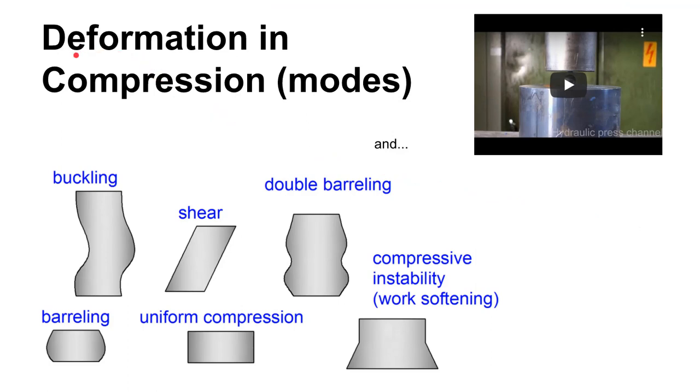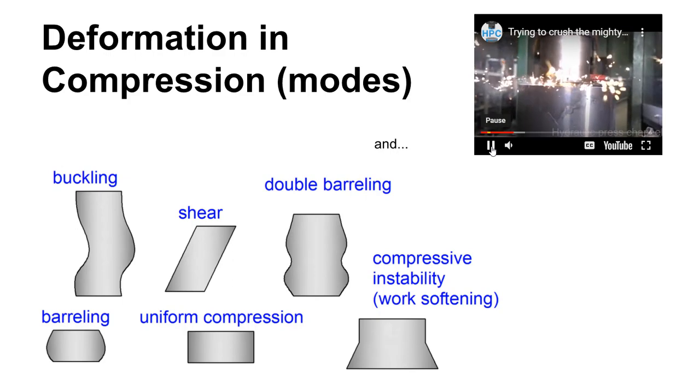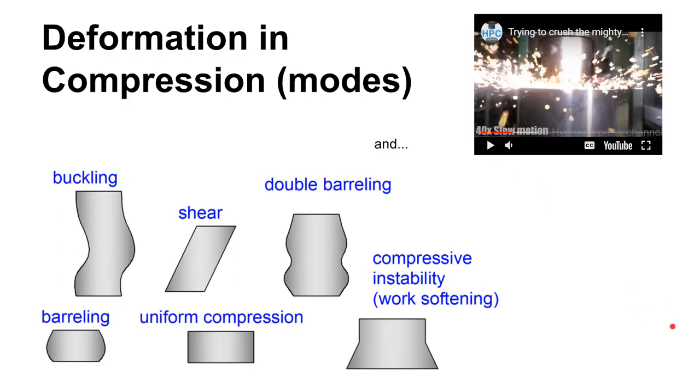All right, so there are different ways that materials will behave as they're being compressed. So these are the different modes of deformation in compression: buckling, shear, double barreling, uniform compression, and this compressive instability or work softening. And then there's also this. This is on the Hydraulic Press Channel. There, so really nice explosive failure there. And really, this is why you wear safety glasses anytime you're working around a press of any kind.